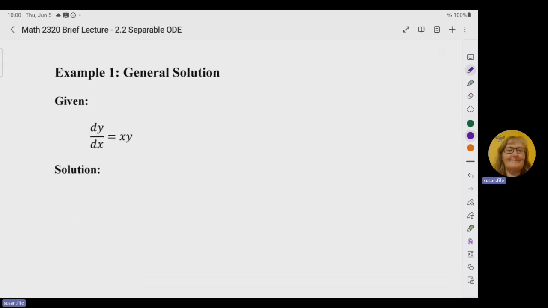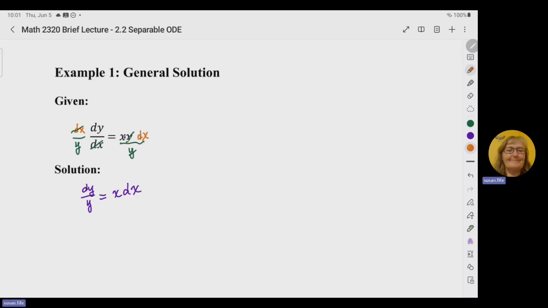We have the derivative of y with respect to x is equal to x times y. Notice that we have a function of x times a function of y. We could take this equation, and I'm going to start by multiplying both sides by dx. That gives my x terms over to the right side. And I'm going to divide both sides by y. So my dx's will cancel on the left side. My y's will cancel on the right side. And it gives me dy over y equals x dx.